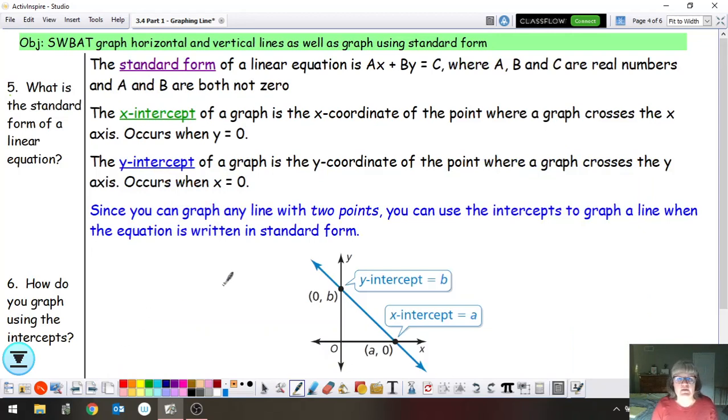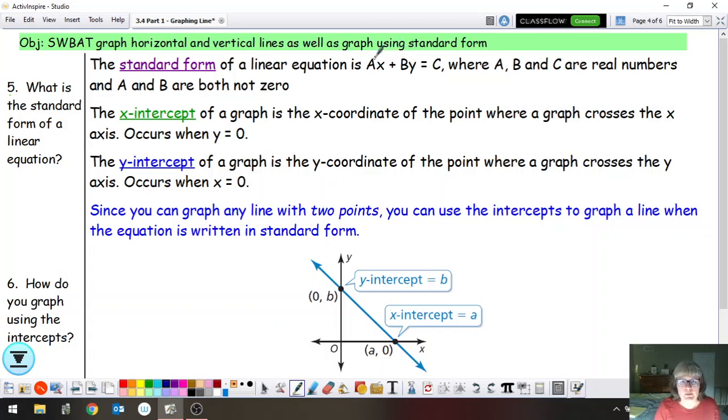So now let's take a look at the standard form. Standard form is ax plus by equals c, where a, b, and c are real numbers, and a and b are both not 0. Because if one of them were 0, then we'd end up with either a vertical line or a horizontal line. So we don't want to have that. So in order to have a standard form, we need to have both x and y.